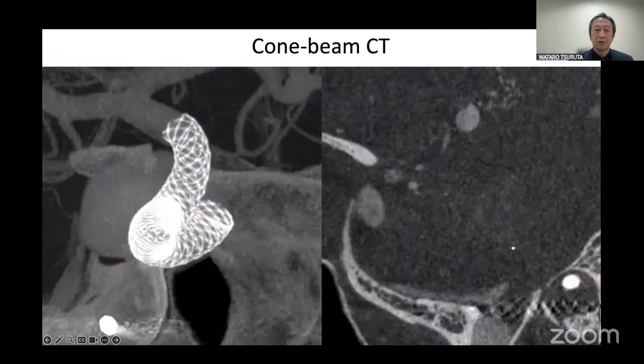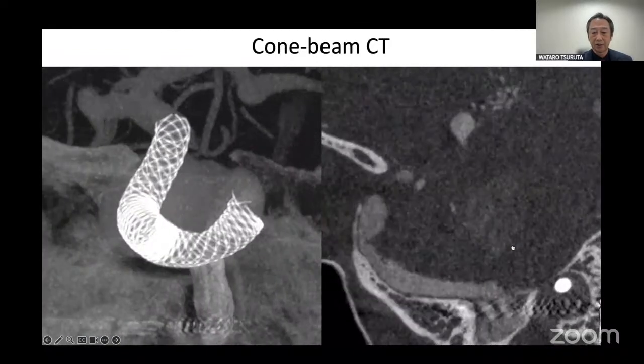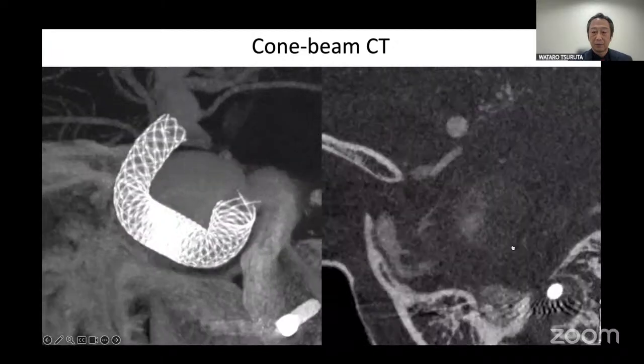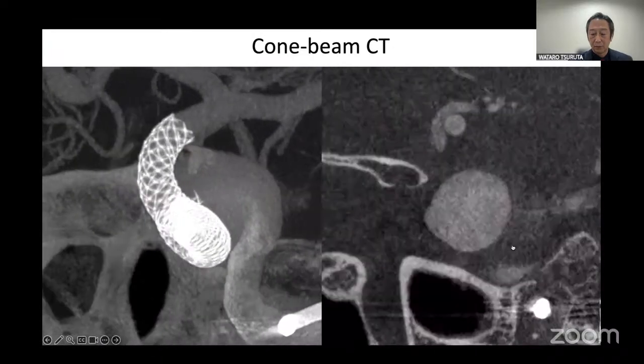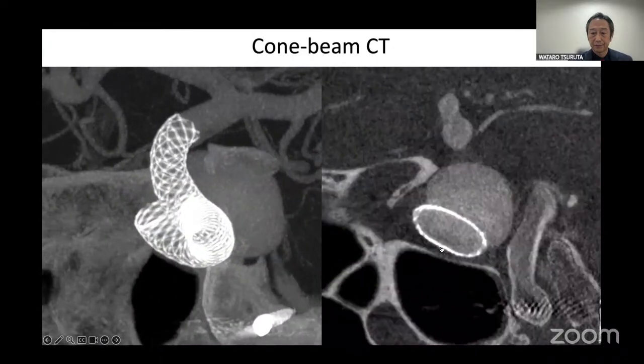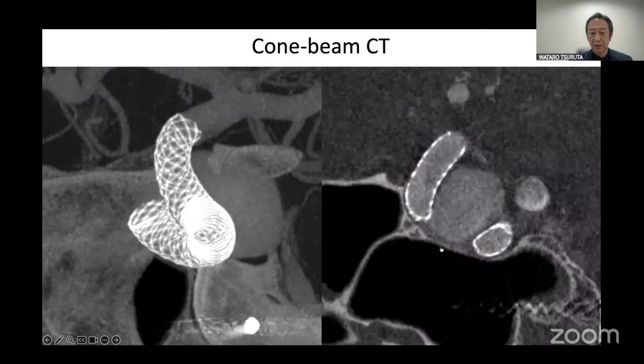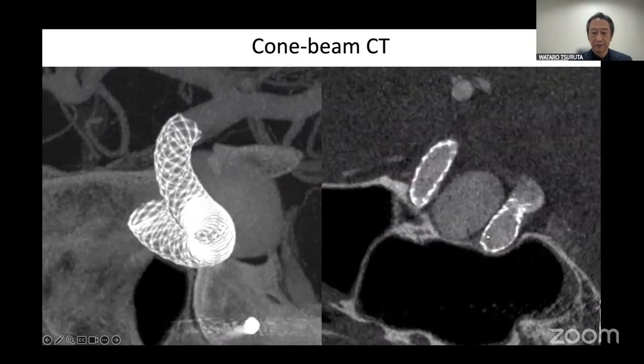And this is cone beam CT, and I can see a good position. And the one year follow-up angiogram demonstrating complete obliteration like this.